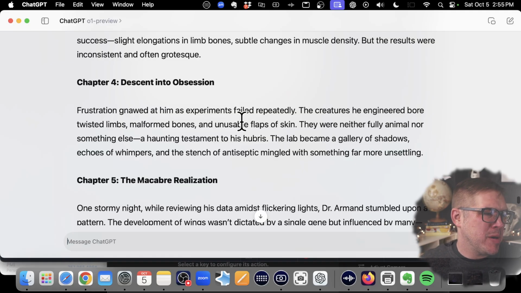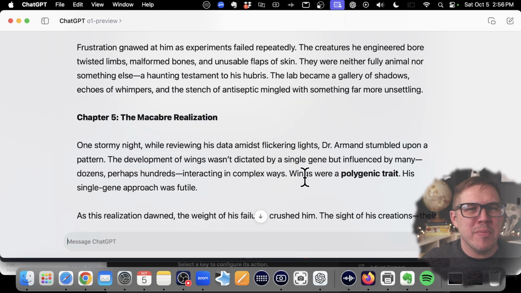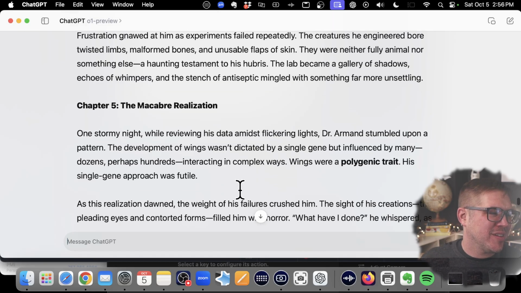Frustration gnawed at him as experiments failed repeatedly. The creatures he engineered bore twisted limbs, malformed bones, and unusable flaps of skin. They were neither fully animal nor something else, a haunting testament to his hubris. The lab became a gallery of shadows, echoes of whimpers, and the stench of antiseptic mingled with something far more unsettling. This is so good! The macabre realization.